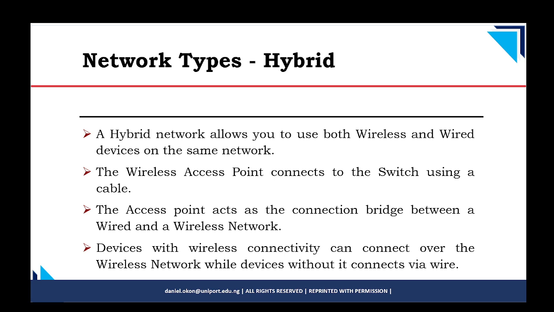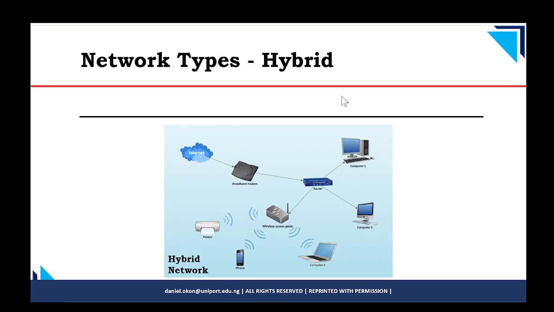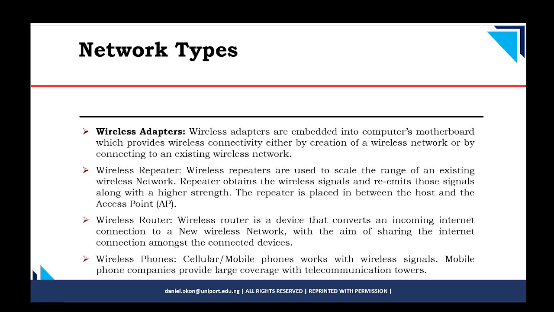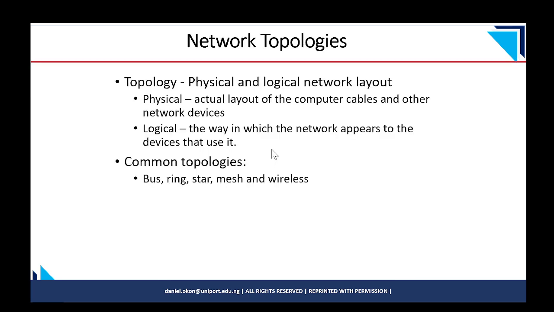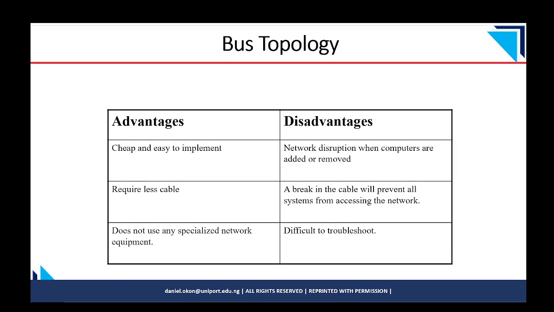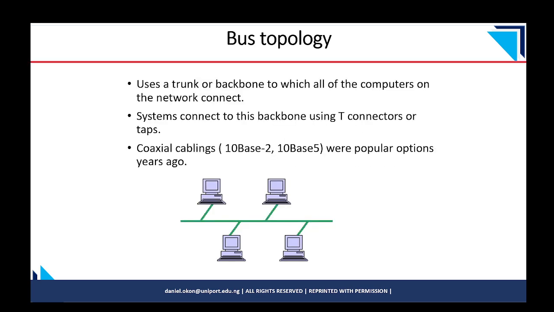So wireless connectivity is made possible with the help of an access point. In hybrid connectivity, if you notice, you see a wireless access point here. You see my modem. You see the access point. You see my switch here. Everybody can browse on that network connection.